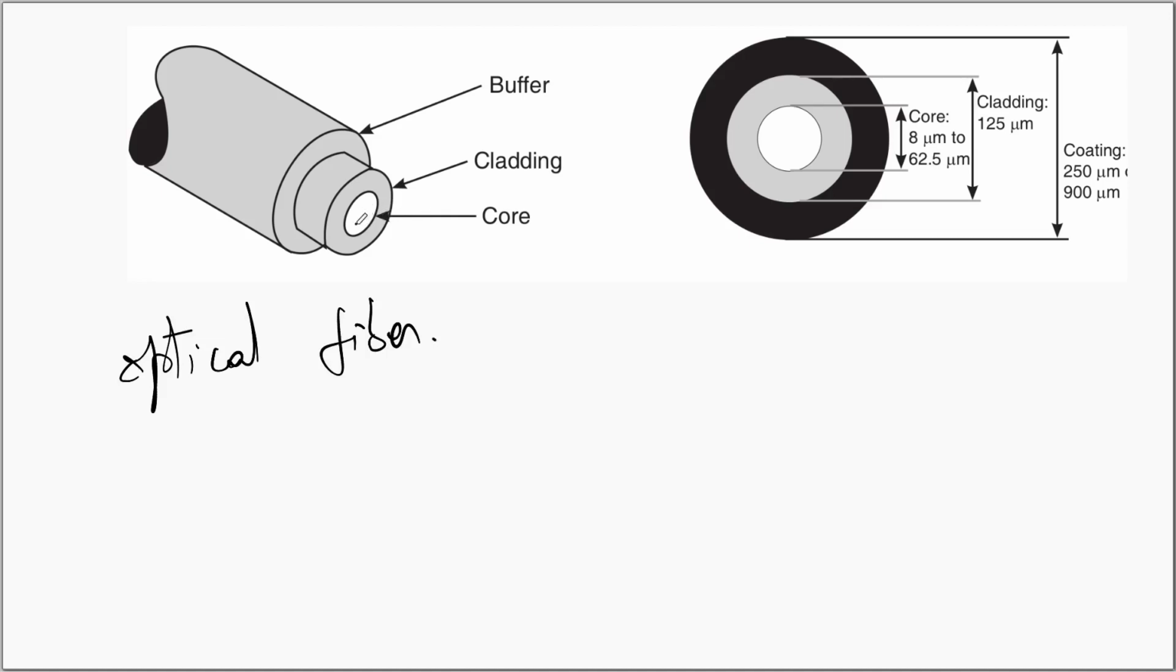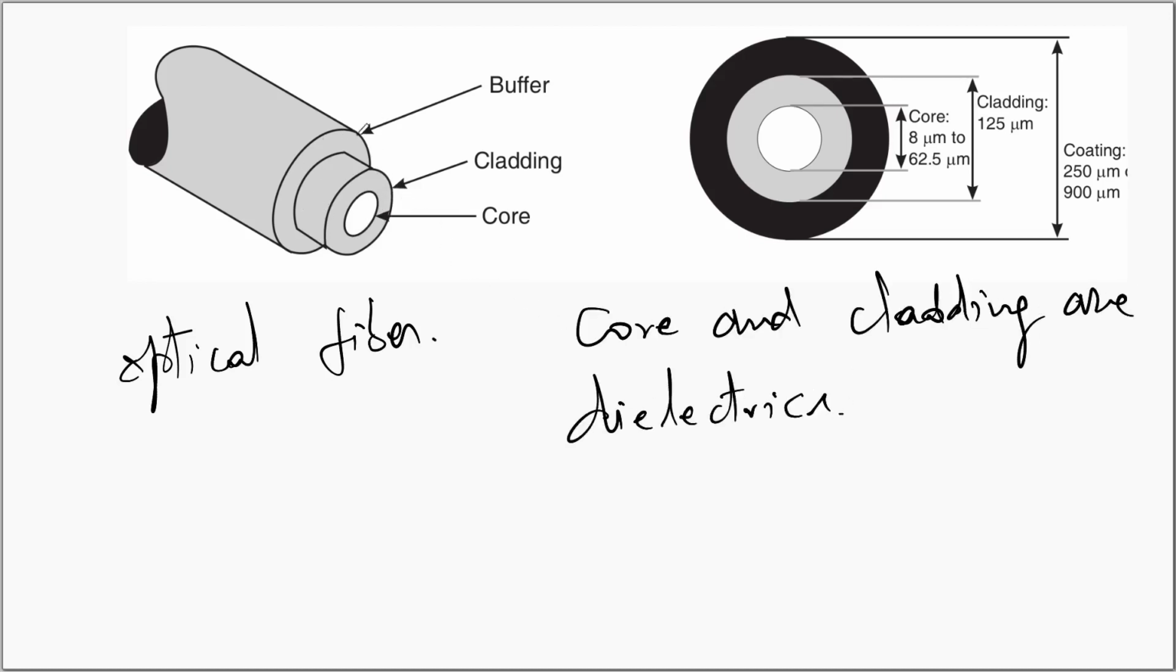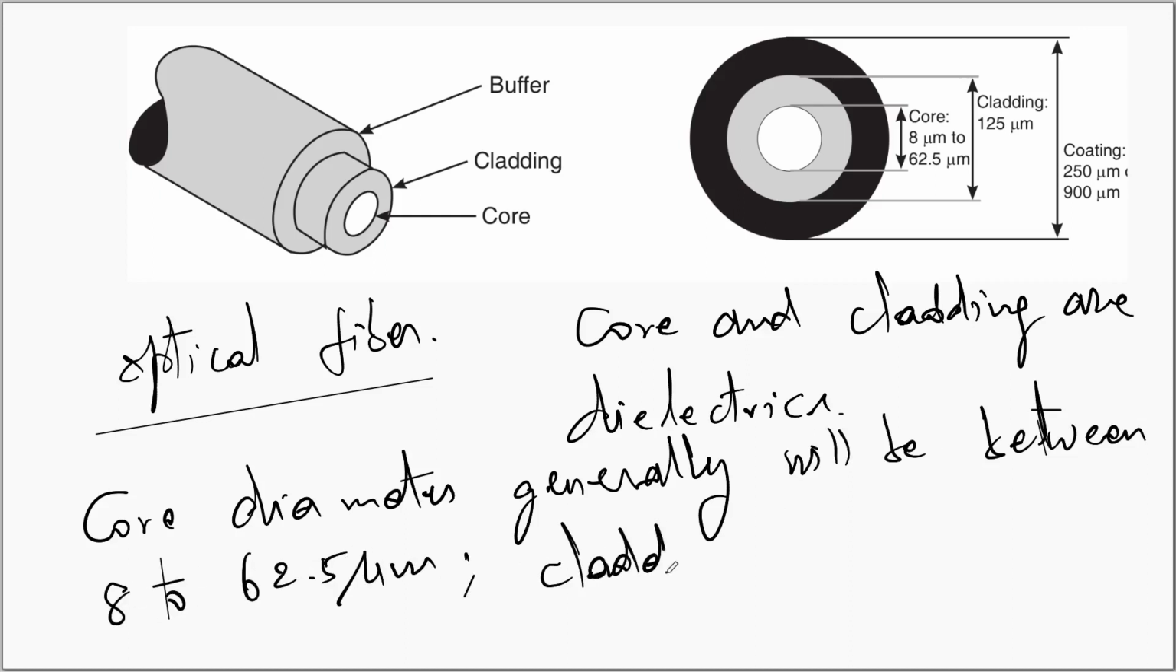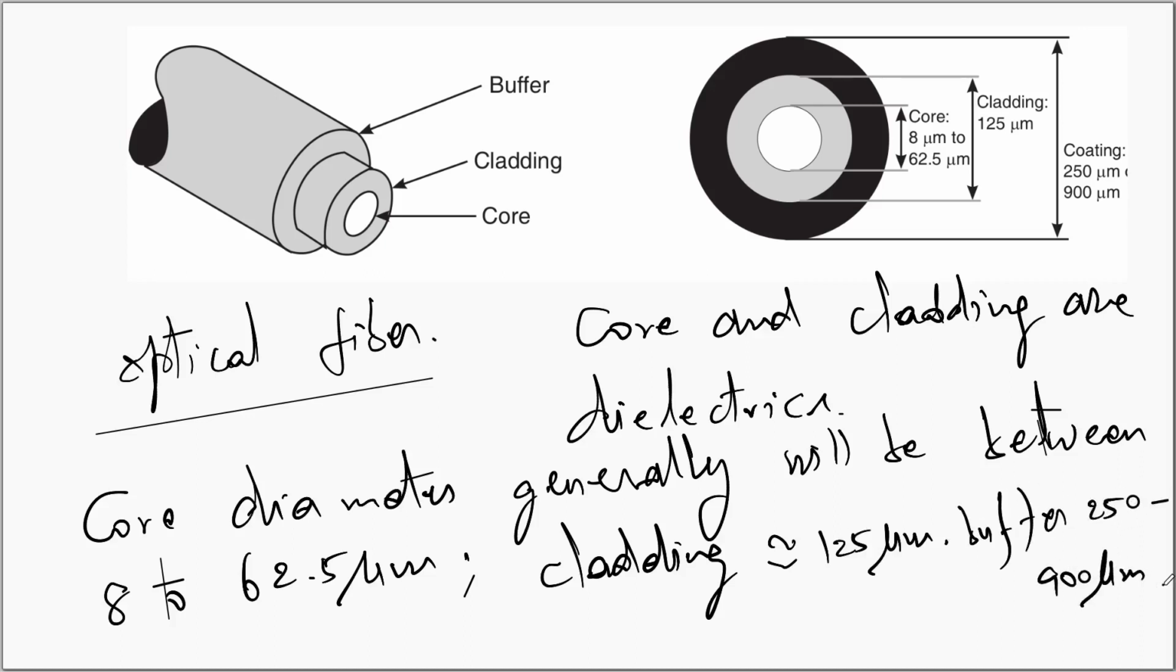We have the core, all around that we have the cladding, over that we have the buffer. Core and cladding both are dielectrics. The buffer can be a plastic material that gives strength. The core could be glass or a plastic material. Over that we have the cladding, which could be plastic or glass. Over that we have the buffer. Core diameter generally will be between 8 to 62.5 micrometers. The cladding diameter will be about 125 micrometers. The buffer will be about 250 to 900 micrometers. So that is the rough structure of an optical fiber.